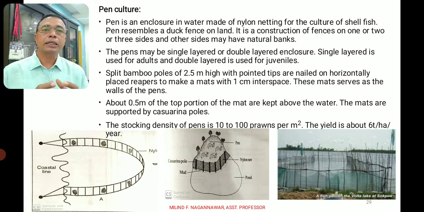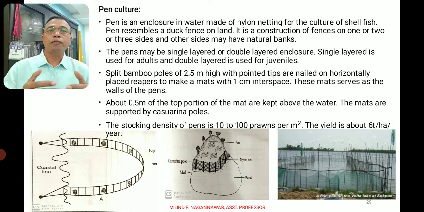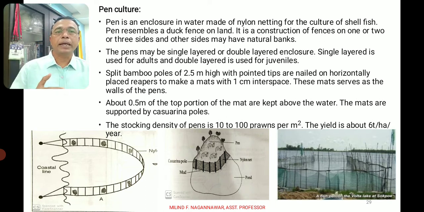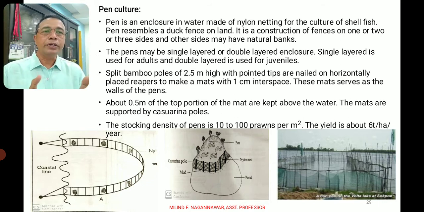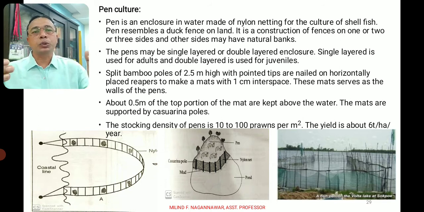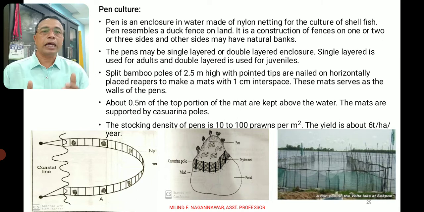So what is this pen culture? Pen is an enclosure in water made up of nylon nets, for shell fishing. Now this pen resembles a duck fence on land. How is it covered? It is covered on one side, two sides or three sides, leaving one natural bank. At one side there should be a natural bank.